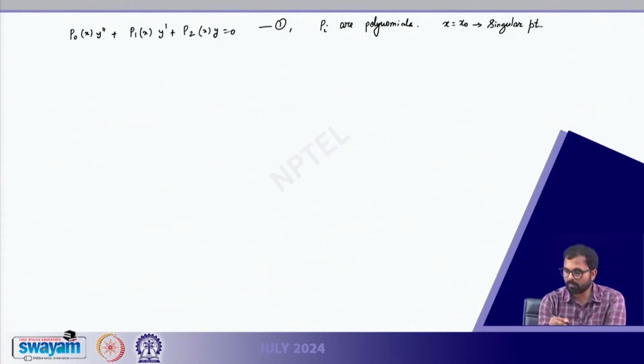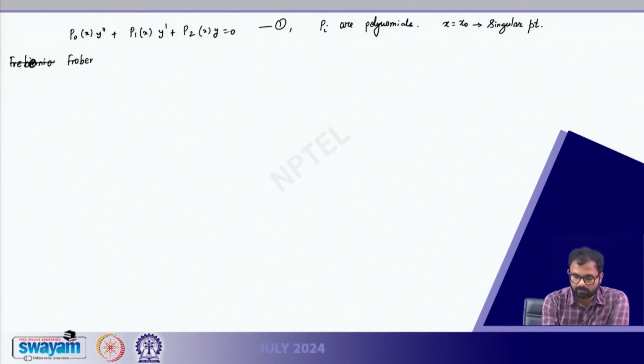So, then we will adopt a method, that is writing the solution as y equals to x to the power rho into an infinite series. So, we are going to take help of what is called the Frobenius method. So, we will take help of this method.